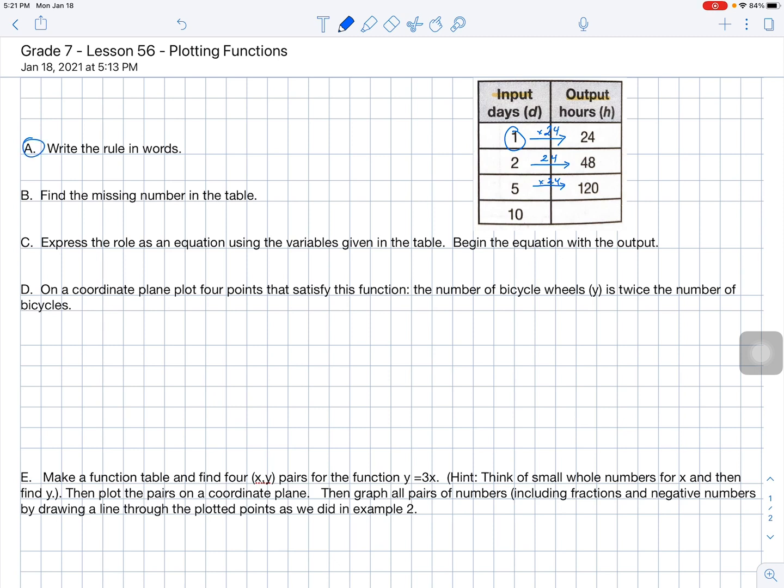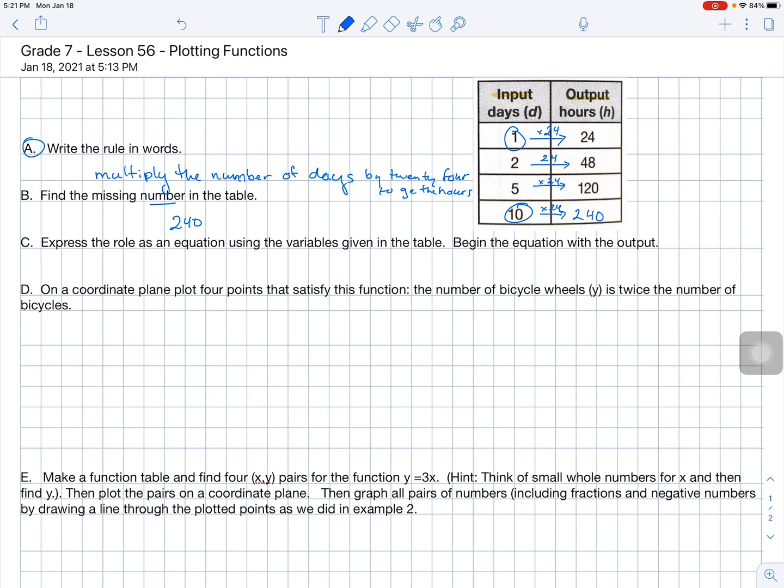So A is asking us, write the rule in words. So we'll multiply the number of days by 24 to get the hours. So find the missing number in the table. So we have 10. So we're going to see that we have to multiply 10 by 24, and that'll get us to 240. So the answer is 240 for B.